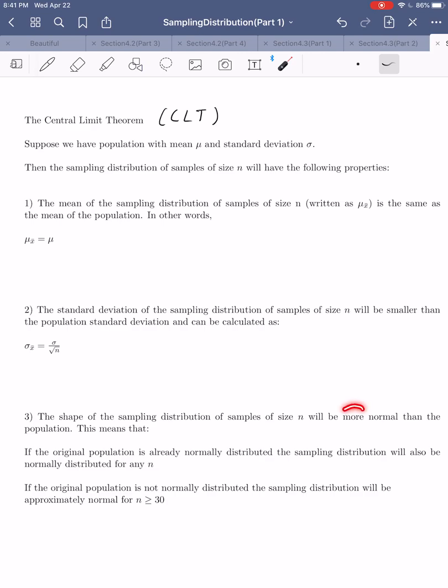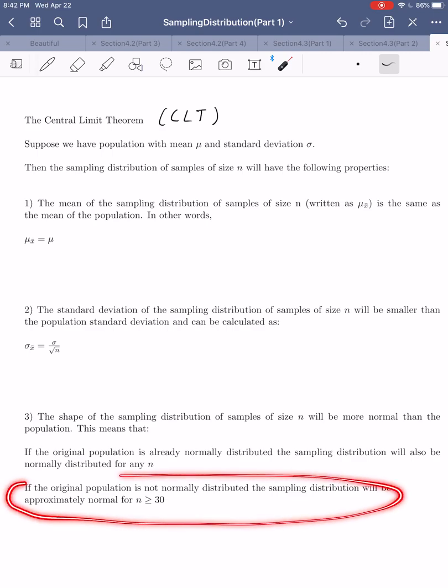Now, what does more normal mean? Well, we break it down into two separate cases. If the original population is already normally distributed, so you have a normally distributed population, then the sampling distribution will also be normally distributed for any sample size. So you've got a population that's normally distributed. You take samples of size 3, and the sampling distribution will be normal. You've got a population that's already normal, and you take samples of size 100, the sampling distribution will be normal. In other words, if the population starts as normal, then the sampling distribution will also be normal.